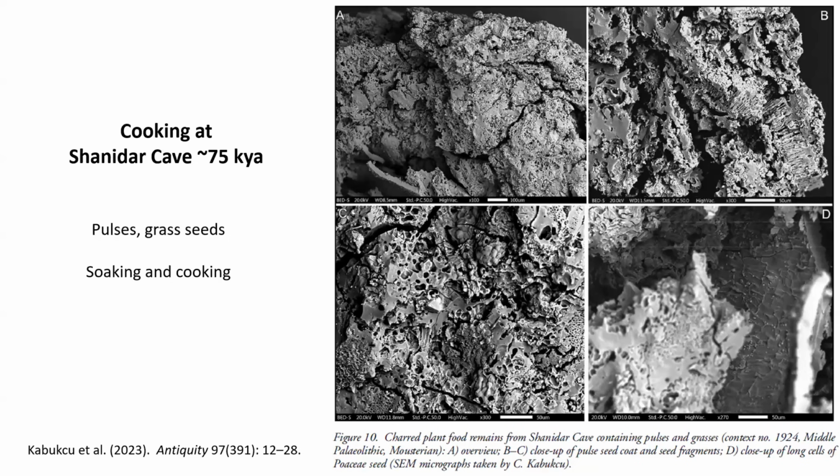What they suggest is that there's both soaking of these things like the pulses, but also then cooking. So we often hear much about how Neanderthals were consuming a meat-heavy diet. That's probably the case, but this is really important and rare evidence of how they're using plants from the landscape as well.